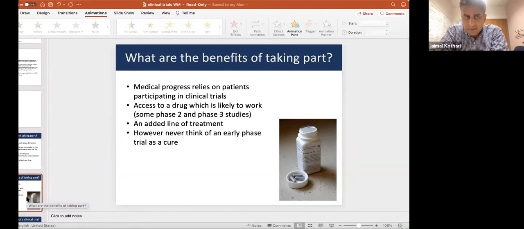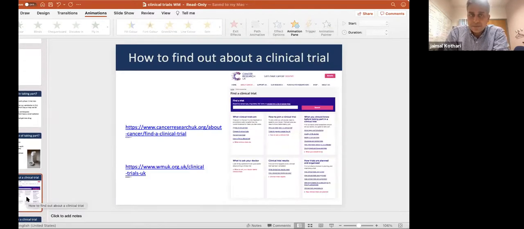But it's really important to know that if you decide to go on an early phase study, like a phase 1 study, people understandably want to go on a phase 1 study because intuitively you hope that you're going to get some kind of benefit from it, but one should really never think about getting benefit from an early phase or a phase 1 study.